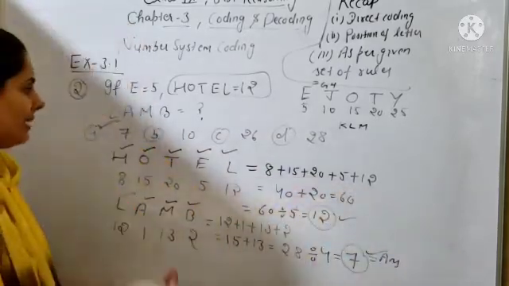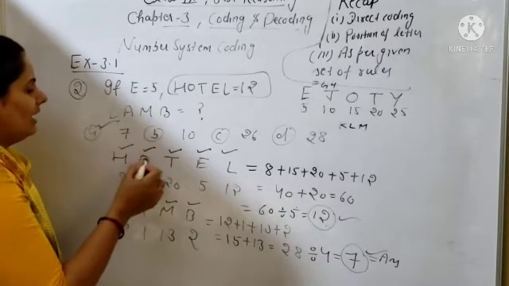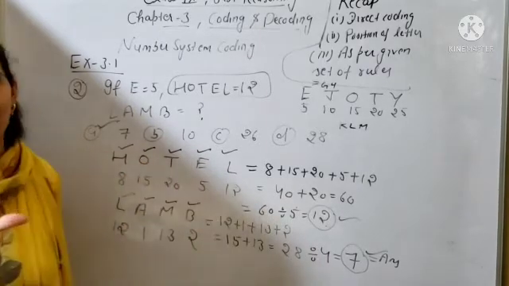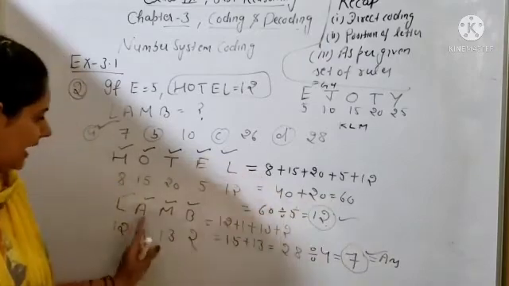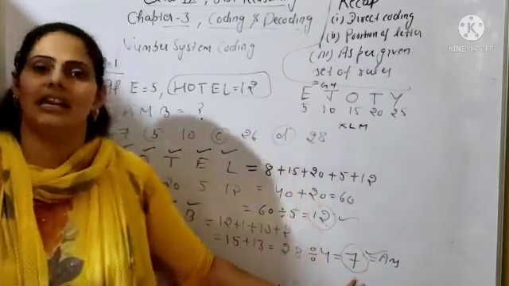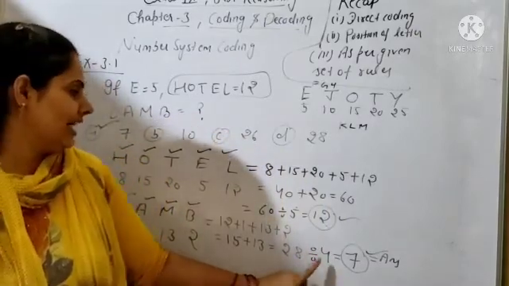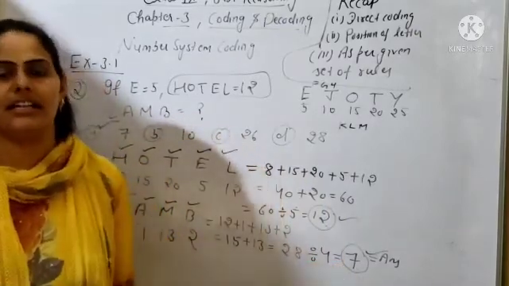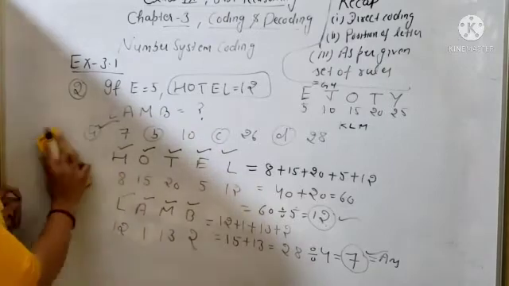So how are you dividing by 5? You can apply the rule: 1, 2, 3, 4, 5. In total 5 letters are there. So you will divide by 5. In LAMB, how many letters are there? 4. So you will divide the sum of the positions of the letters by 4. So 28 divided by 4, you will get the answer 7. Is it clear? Now we will start our next question, beta.